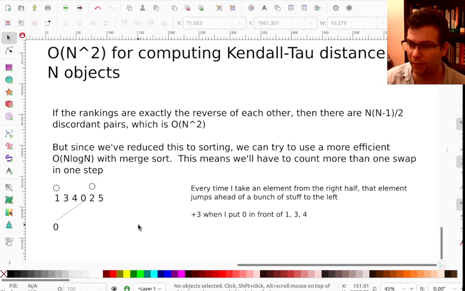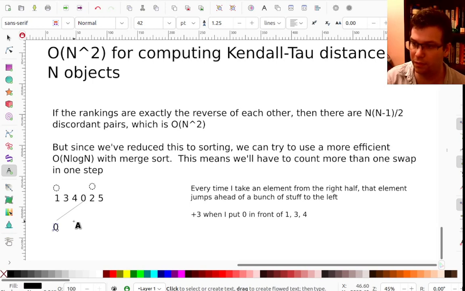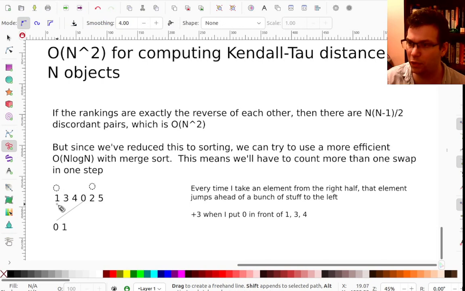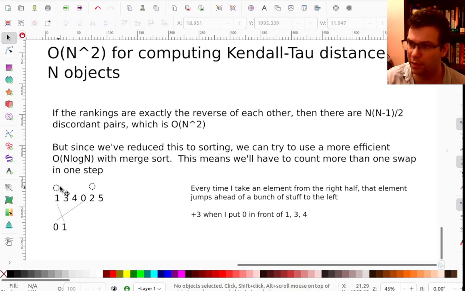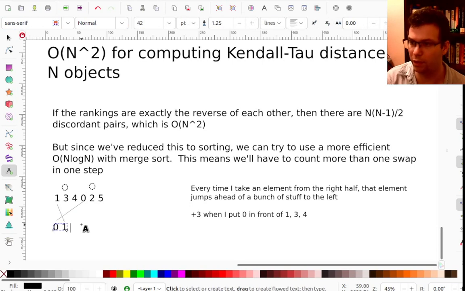All right. So now I'm going to take something from the left side. 1 is less than 2. So 1 is going to go in the staging area next. Actually, nothing special happens there, because 1 is not jumping in front of anything. Okay. Now I'm going to look at this and I'm going to say, oh, 2 on the right side here is less than 3. And so 2 is going to go into the staging area.